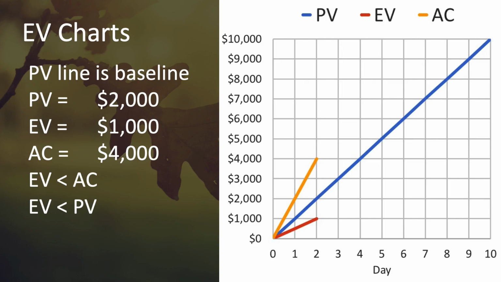Despite the fact that it is measured in money, earned value is actually a measure of schedule progress. Remember that the planned value line is the baseline, and it factors in both the planned schedule and the planned cost. Note that in our example, earned value is less than planned value, indicating that the project is behind schedule, and earned value is less than actual cost, indicating that it is also over budget.